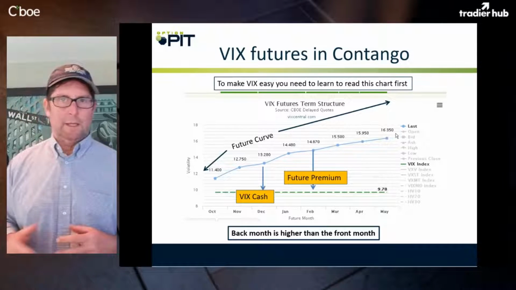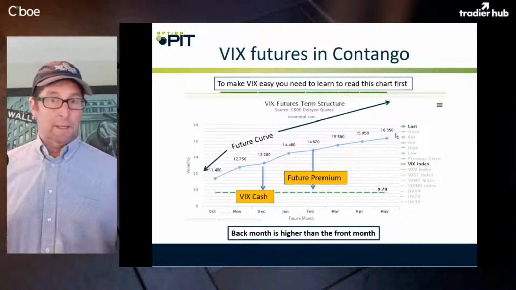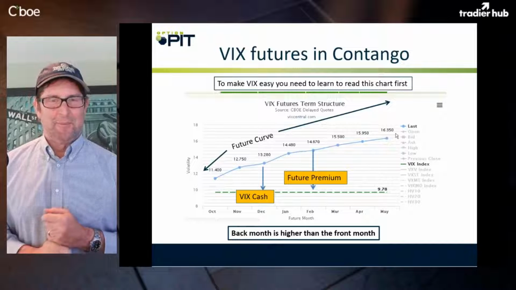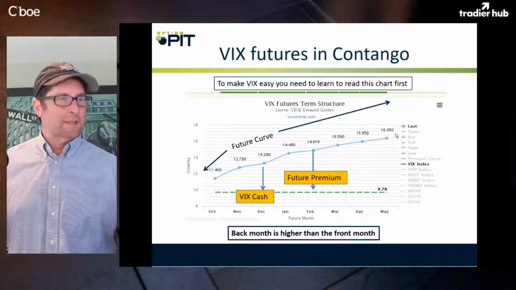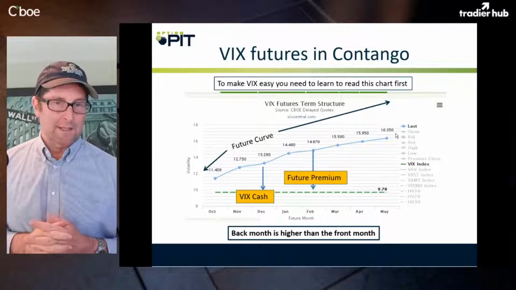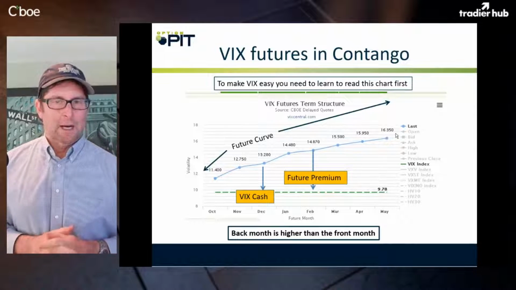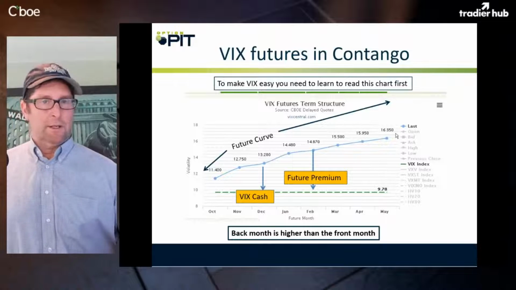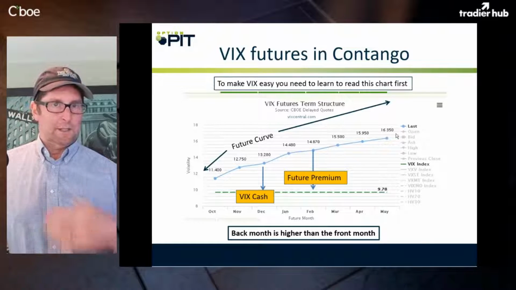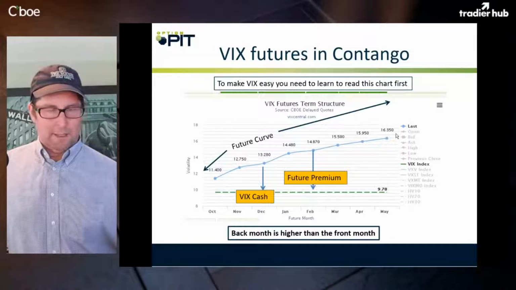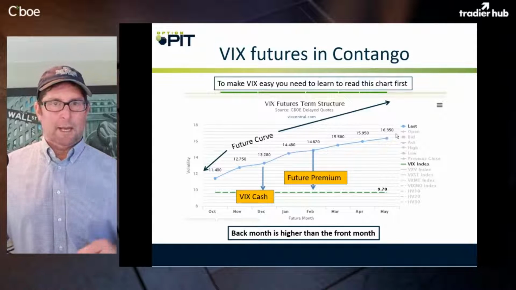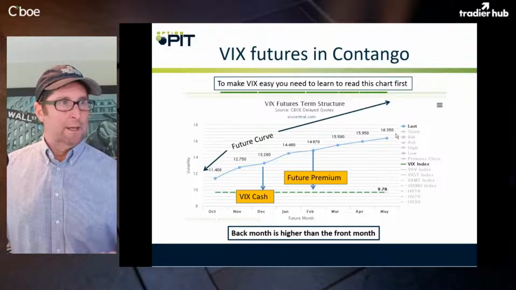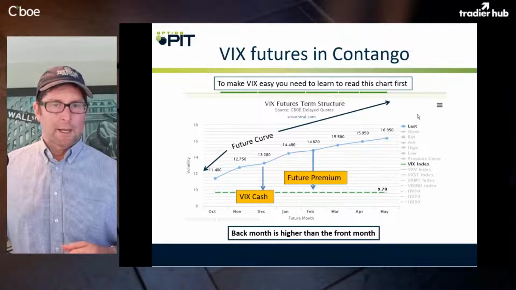So the first thing you have to do is read a vol chart. Now, this is a very old one. In order to make trading VIX easy, which I don't know if it's easy, you have to understand first what the futures are and then what the VIX cash is. So this is VIXCentral.com. Anybody can go to this website. It has delayed data from the CBOE. It works perfectly fine, especially for this kind of analysis.